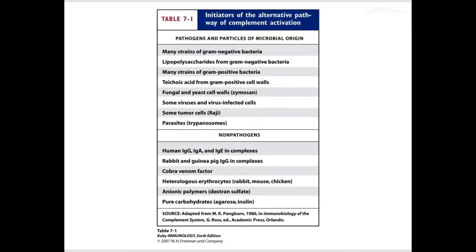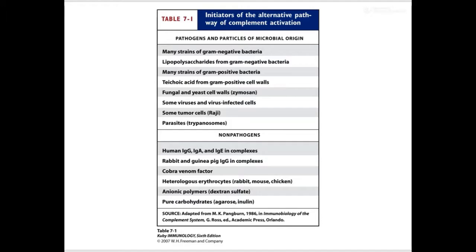And let's see, in addition to the cobra venom and all that, there are also some other factors which will initiate the alternative complement pathway. For example, some strains of gram-negative bacteria, the lipopolysaccharides, many gram-positive bacteria, the teichoic acids from the gram-positive cell wall, the fungal and the yeast cell wall components called zymosans, as we had mentioned, the polysaccharides, some viruses and virus-infected cells or tumor cells, as well as the parasites, and even non-pathogens.